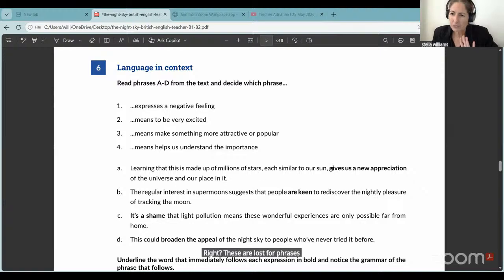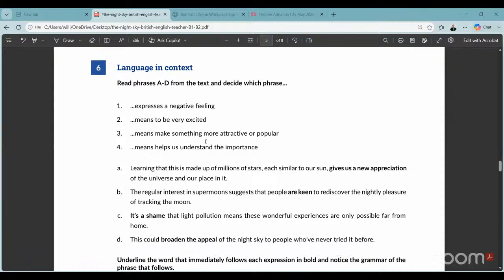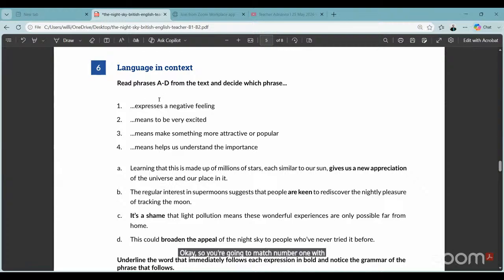All right, these are our last 4 phrases. When we look at gives us a new appreciation, what would we match that with from number 1 to 4? Number 3 means make something more attractive or popular. Okay, so you're going to match number 1 with? It's a shame, C. Three. Good.